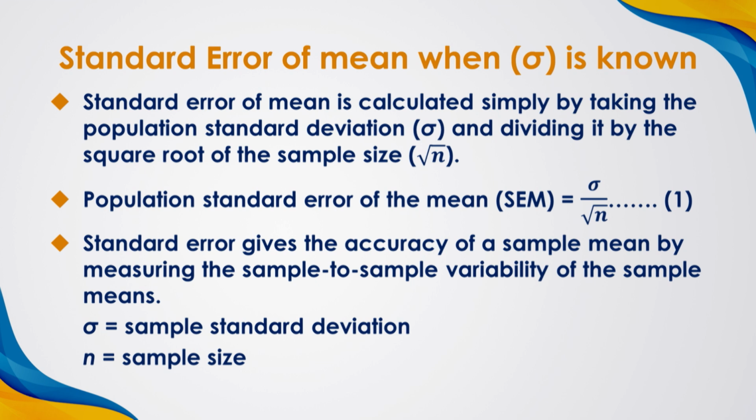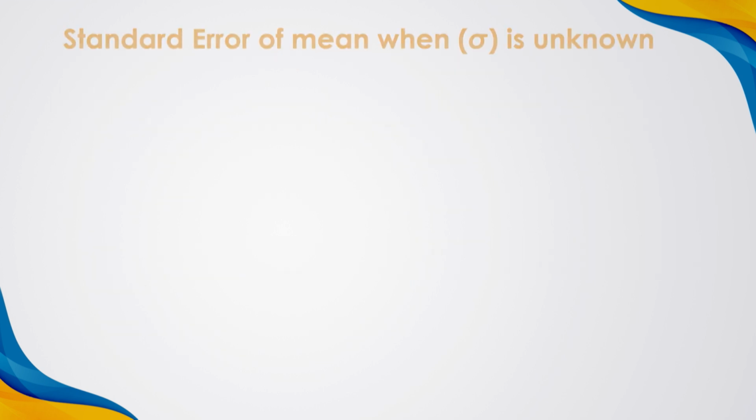Standard error gives the accuracy of a sample mean by measuring the sample-to-sample variability of the sample means. Sigma equals the population standard deviation and n equals the sample size. Standard error of the mean when sigma is unknown.